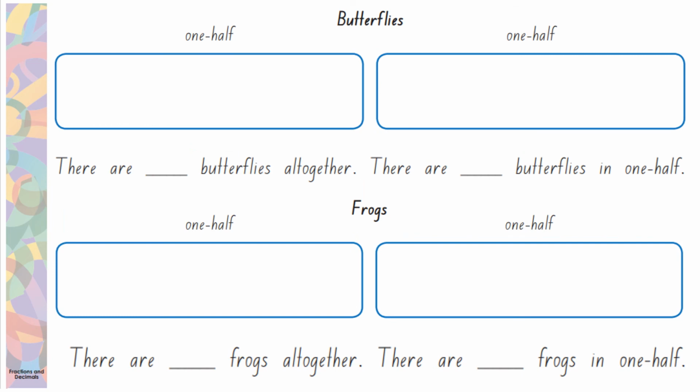So if you are working on the Jamboard, this is what you're going to have. You don't have to worry about cutting up pictures to glue and paste because I've already done it for you. You can just share the pictures equally between the 2 rectangles for the butterflies and the frogs. Then you count up the total number of butterflies and write there are that many butterflies altogether. Then count up how many butterflies are in one half and repeat the same process for the frogs. If you are working on a piece of paper, you can copy this sheet as a worksheet and then cut up the pictures and glue them on.